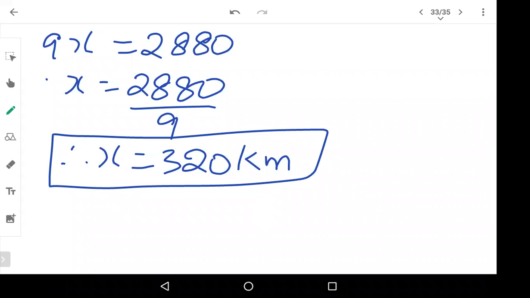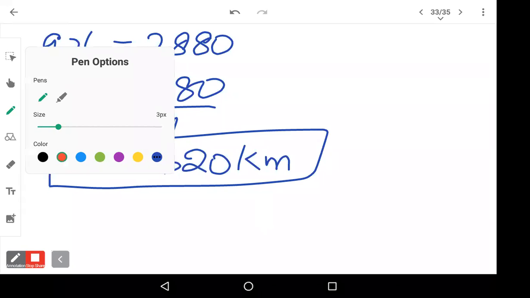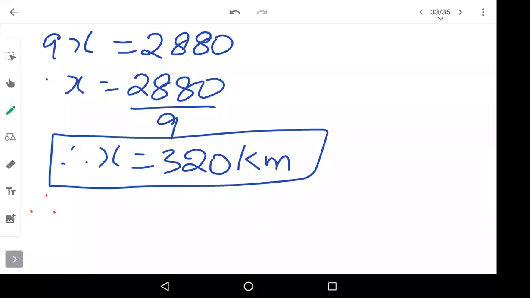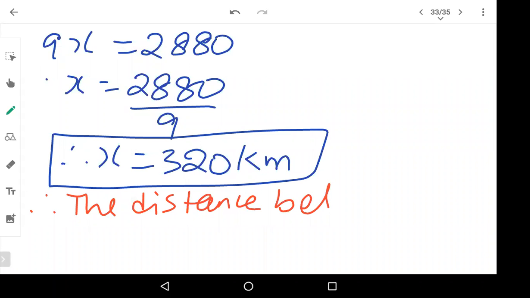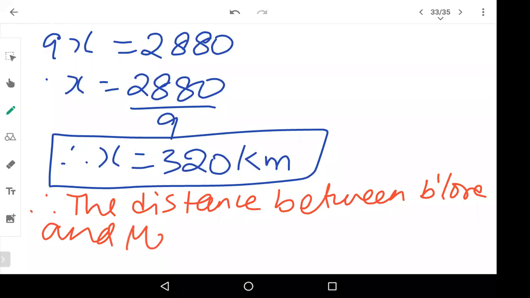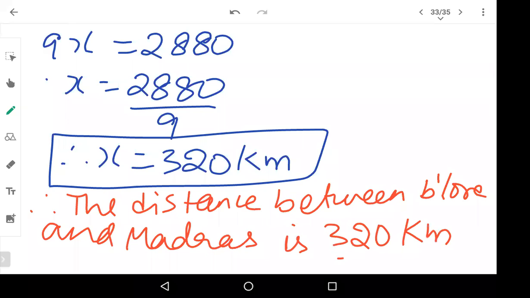So first conclusion, what we will give? Therefore, the distance between Bangalore and Madras is 320 kilometers. This is correct.